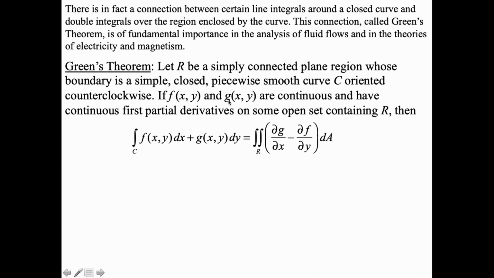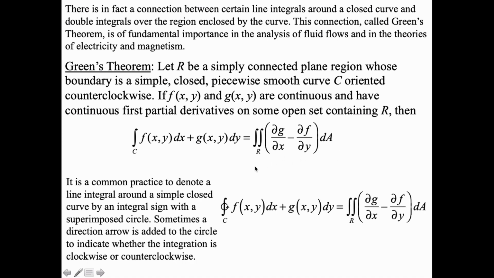If f of x y and g of x y are continuous and have continuous first partial derivatives on some open set containing R, which is a long mouthful of interesting preconditions, but if you meet all those preconditions, then you can finally say that the evaluation of the line integral is simply the same thing as a double integral over the region that that boundary encloses.